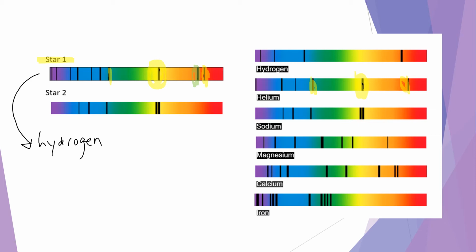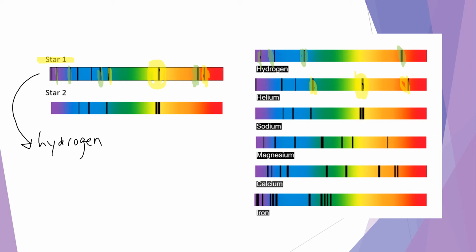So if I look over here, of all of the emission spectrums, I can see that hydrogen, that line matches up with the line or the absorption line on star number 1. Okay, then I also have this line which matches up with this line. Okay, and then I also have these lines that match up. Okay, so by matching up the absorption lines, that's going to tell you what element the star is composed of.